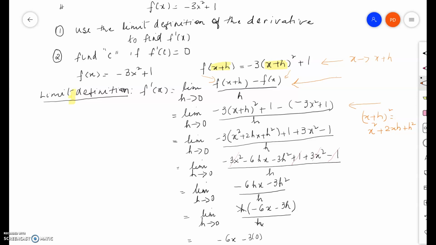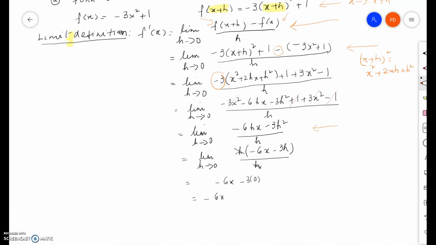Next step, we distribute the negative 3. We need to multiply the entire expression by negative 3. And we get negative 3x squared minus 6hx minus 3h squared. And then we have the plus 1, and then we distribute the minus. So that's how we get the plus 3x squared minus 1. Cancelling the common terms, we have negative 3x squared, positive 3x squared, plus 1, minus 1. We get negative 6hx minus 3h squared divided by h. Factor the h out to get negative 6x minus 3h.